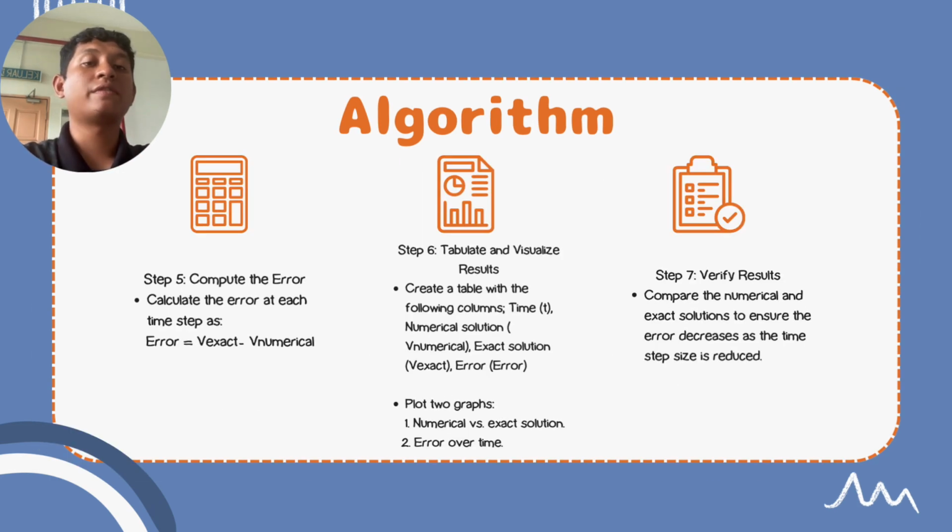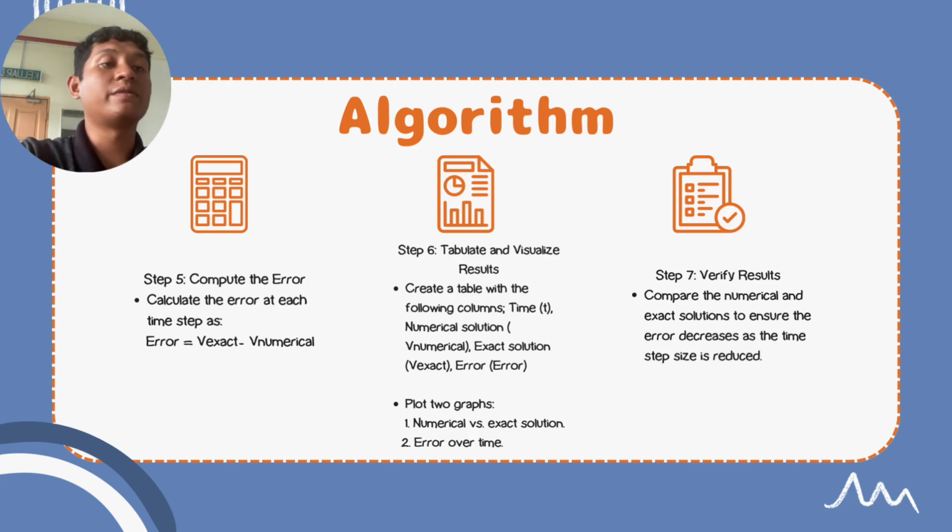For step 5, now we compute the calculation error at each time. And then for step 6, we tabulate and visualize the results. We create a table with the columns time, numerical, exact solutions and the error. We plot the graph using MATLAB. We first plot the numerical versus exact solution and the error over the time.